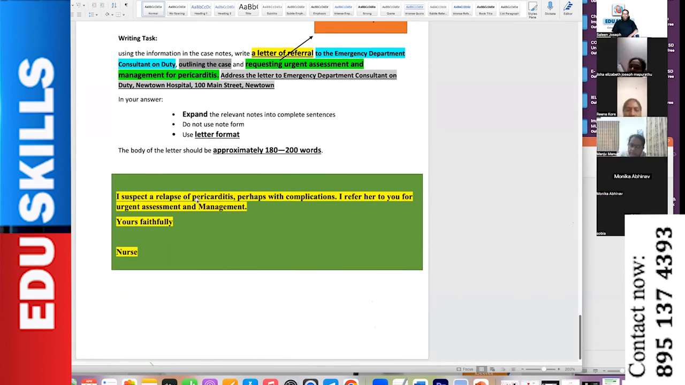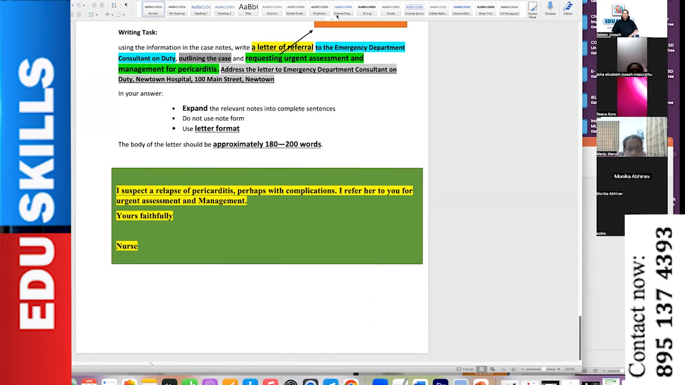I suspect a relapse of pericarditis, perhaps with complications. Maybe, not sure. Perhaps with complications, I refer to you for urgent assessment and management. See, same thing, what you wrote in the introductory paragraph, put in a different way. In the request and recommendation, that is being presented in a different way. Yours faithfully, Nurse or registered nurse, whatever. Hope that is clear to you, right?